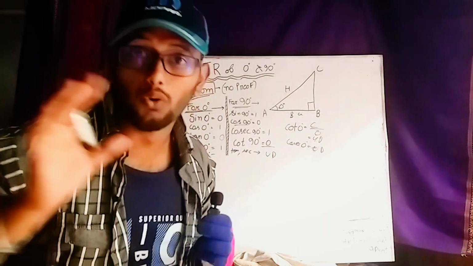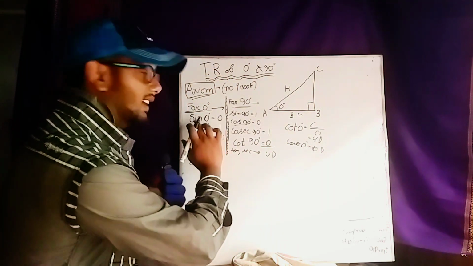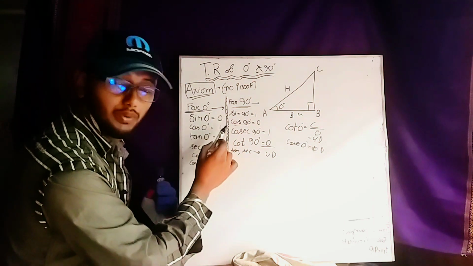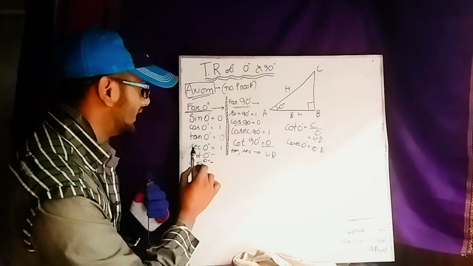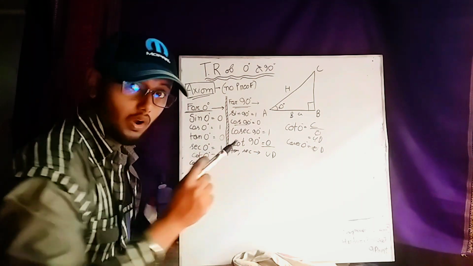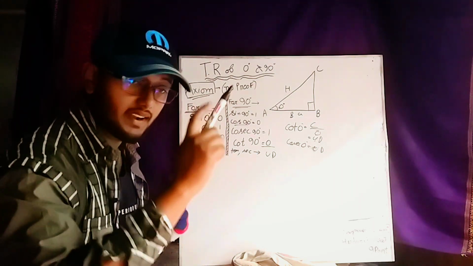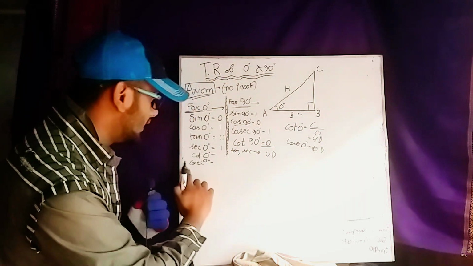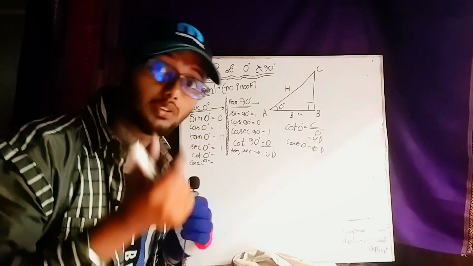So let's recap the whole thing. For 0 degree: sin 0 is 0, cos 0 is 1, tan 0 is 0, sec 0 is 1. But cot 0 degree is undefined, and cosec 0 degree is also undefined.